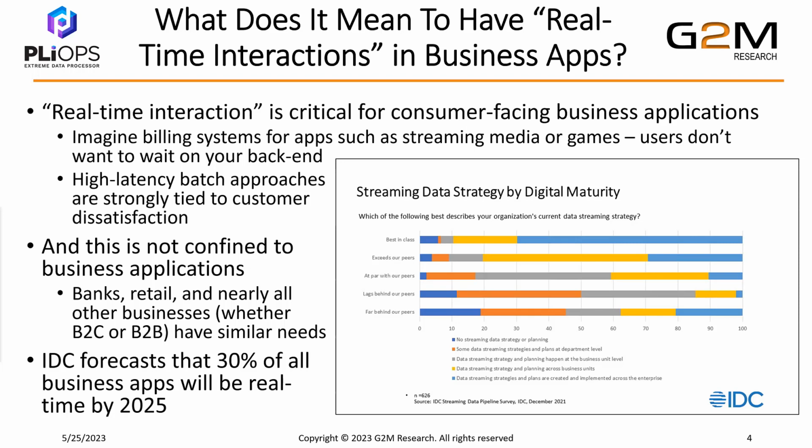In fact, IDC forecasts that 30% of all business apps will have to be real time by 2025. And it could be more than that. You can see here on the graphic to the right, where you've got companies that are best in class. Most of them are data streaming companies, right? You see ones that are far behind, right? And these guys are going to really suffer. They're not going to see the growth that one expects.